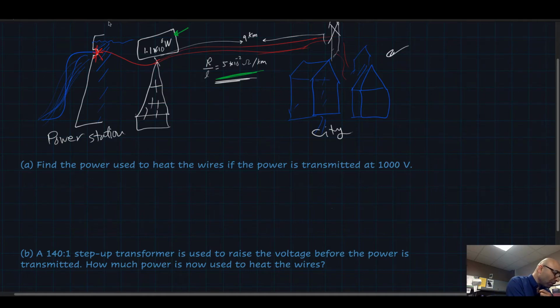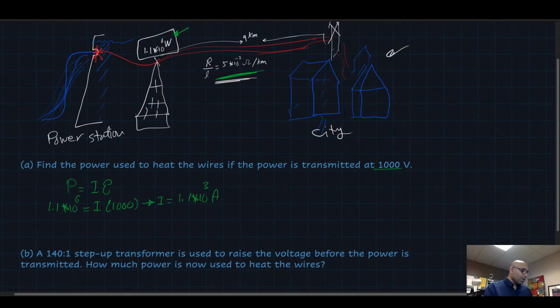Okay, so first of all, let's use this equation: P is equal to I times the voltage. P is given as 1.1 times 10 to the power 6 watts, equal to I times the voltage at which it is transformed, and that gives us I equal to this divided by 1000, so we get I equal to 1.1 times 10 to the power 3 amps.